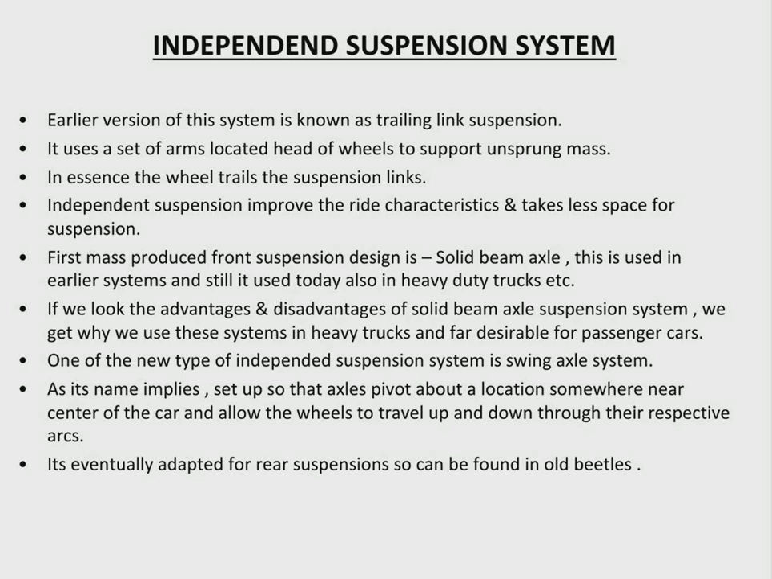One of the newer types of independent system is the swing axle system. As the name implies, there is an axle pivot located somewhere near the center of the car, which allows the wheels to travel up and down through their respective arcs. For the rear suspension, this type of system can be found in the old Beetle cars.